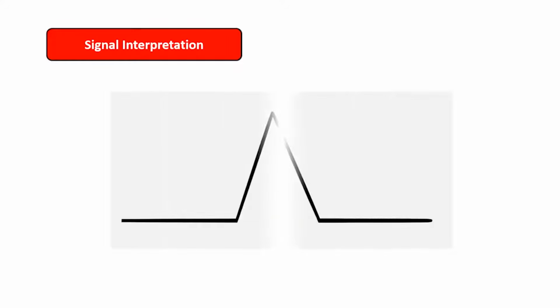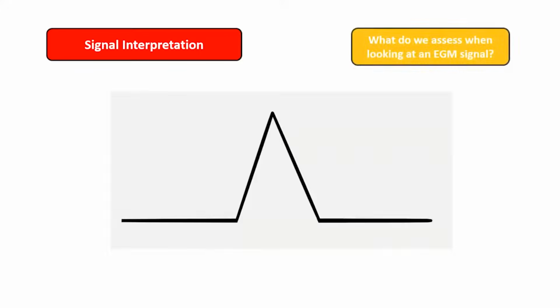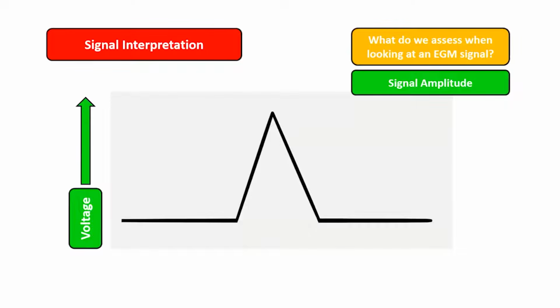Now, we can talk about signal interpretation. So, what are the things we look for when interpreting an electrogram signal? Well, the first thing that we might look at is the signal amplitude. These are changes in the y-axis and represent voltage. These voltage changes can represent the health of a tissue. Big voltages for healthy conducting myocardium, small and fractionated voltages for diseased tissue.